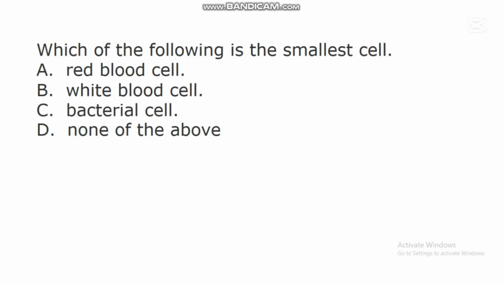The next question says, which of the following is the smallest cell? A. Red blood cell, B. White blood cell, C. Bacterial cell, D. None of the above. In this question, the correct answer is C. Bacterial cell. Among these options, bacterial cell is the smallest cell.